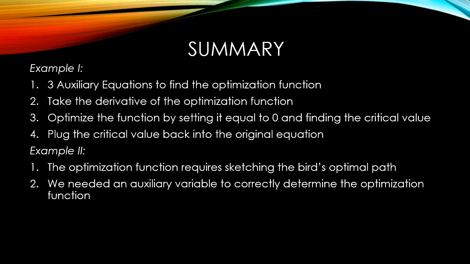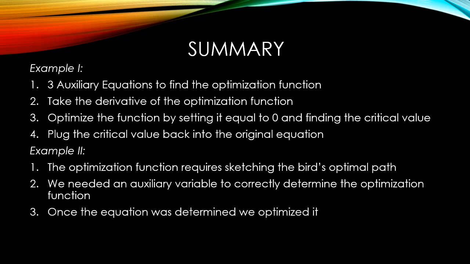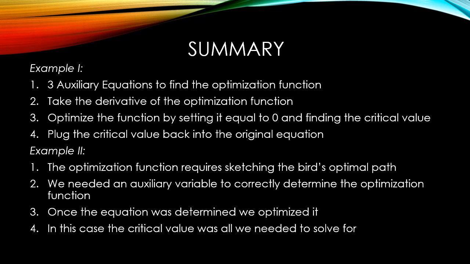So once we determine the optimization function, the same theme applies. So we need to go through our three steps again. Once we get our function, we take its derivative, set it equal to 0, and find the critical value. So therefore, the optimization function that we found is optimized. In this case, once we found the critical value, we're done. So this is the nuance of example 2, the bird question. We just needed to stop at the critical value in order to find the solution.